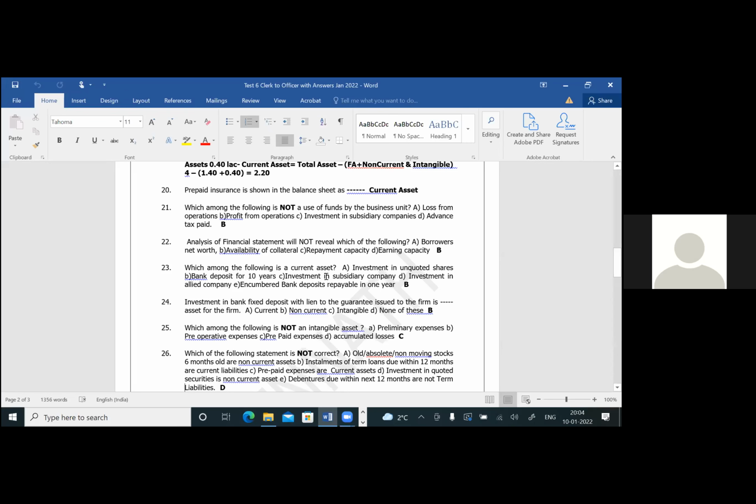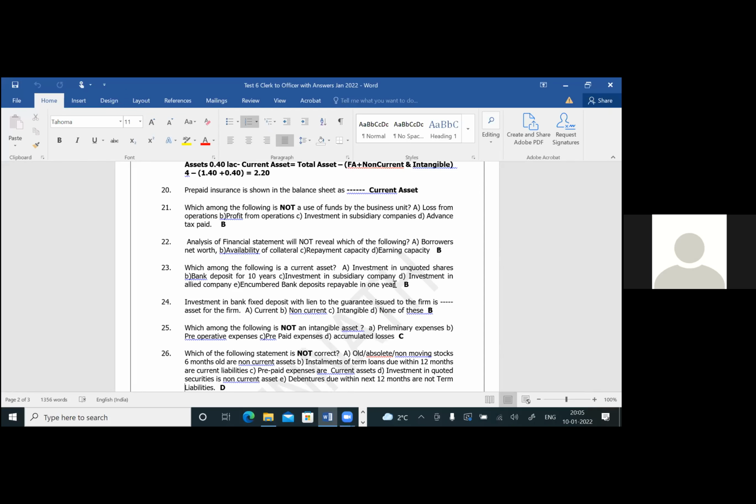Which among the following is a current asset? B is the current asset. Let us see whether C is the current asset. Investment in subsidiary company, no, non-current asset. Investment in allied company, non-current asset. Encumbered bank deposits repayable in 1 year. Even though it is repayable in 1 year, it is not a current asset because it is encumbered to something else. So for question number 23, the answer is B, bank deposits for 10 years is a current asset.